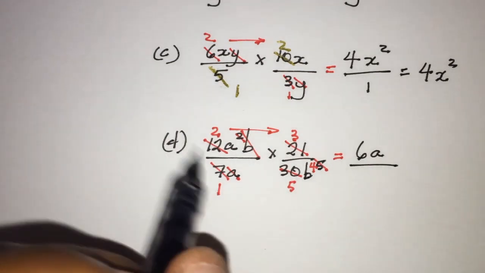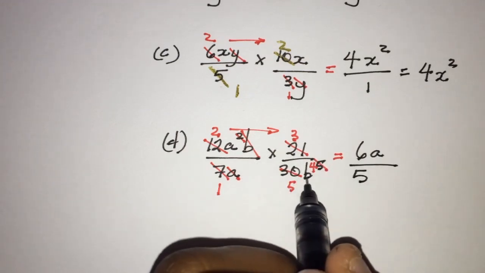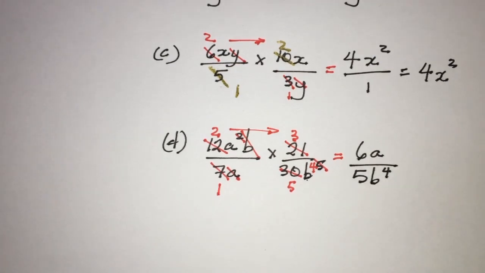Let's look at the denominators. 1 times 5, that is 5. And I have b to the 4th power. Simple.